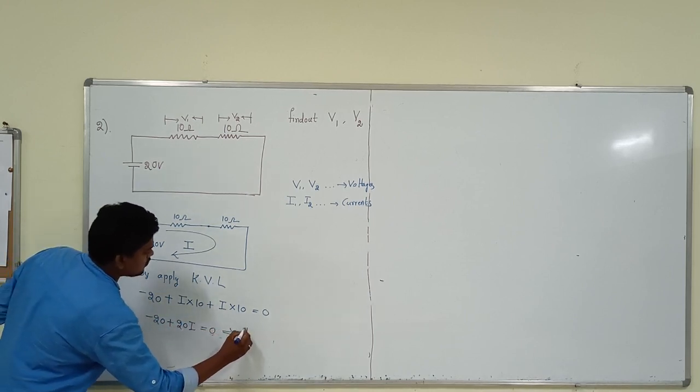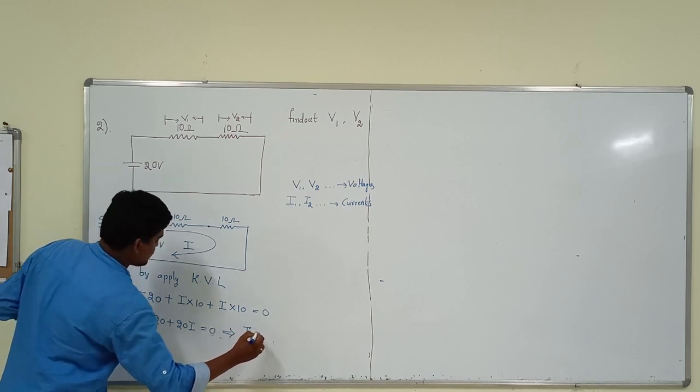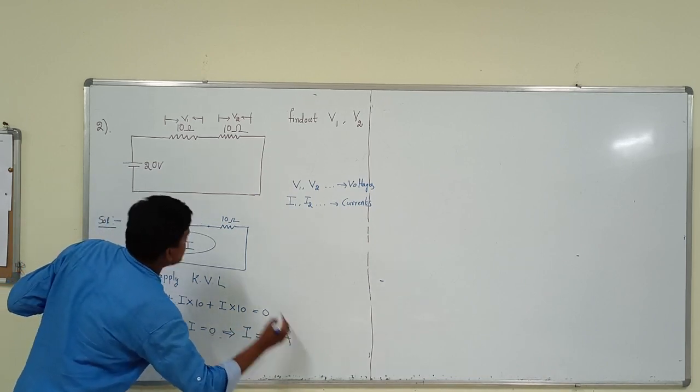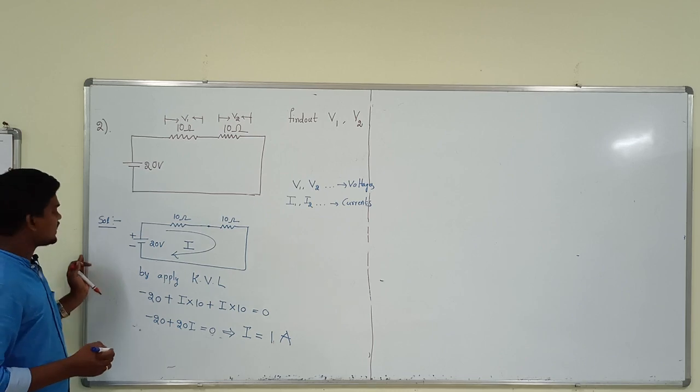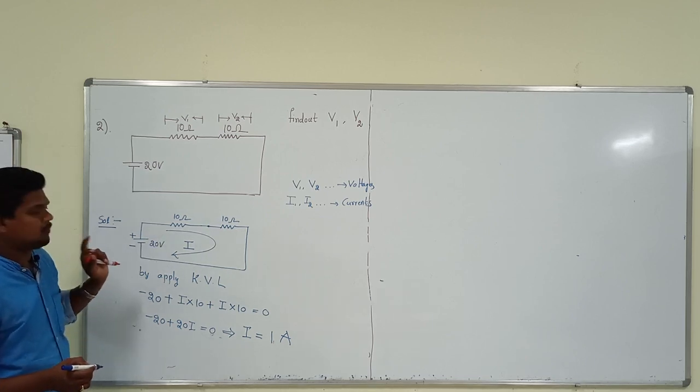What is the I value? I value equals 20 by 20, that is 1 ampere. So the total current in this circuit is 1 ampere.